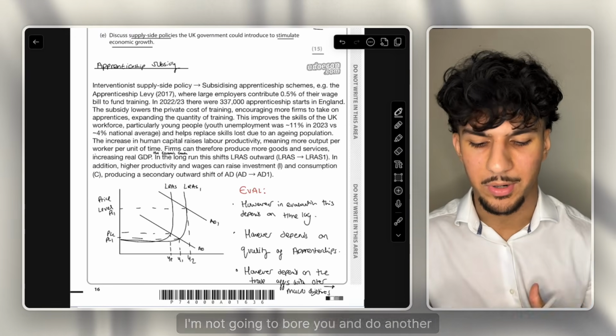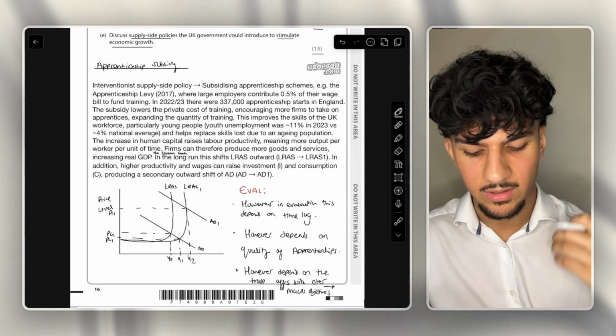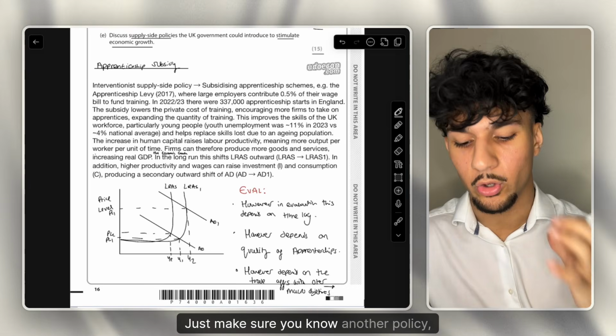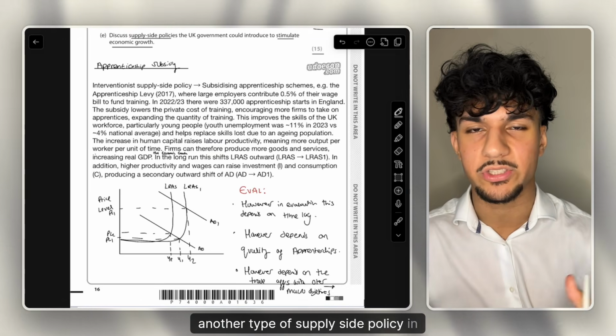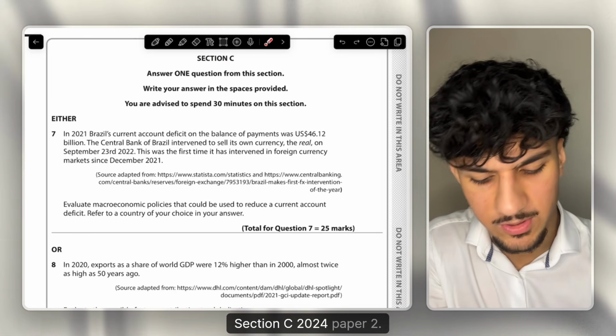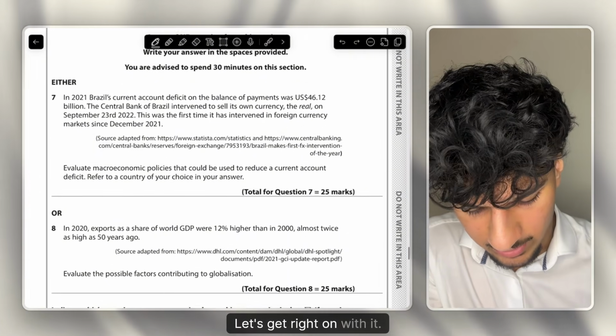I'm not going to bore you and do another paragraph. You can just pick whatever other policy. The chain of analysis is very simple. Just make sure you know another type of supply side policy. Section C, 2024, paper 2. Let's get right on with it.